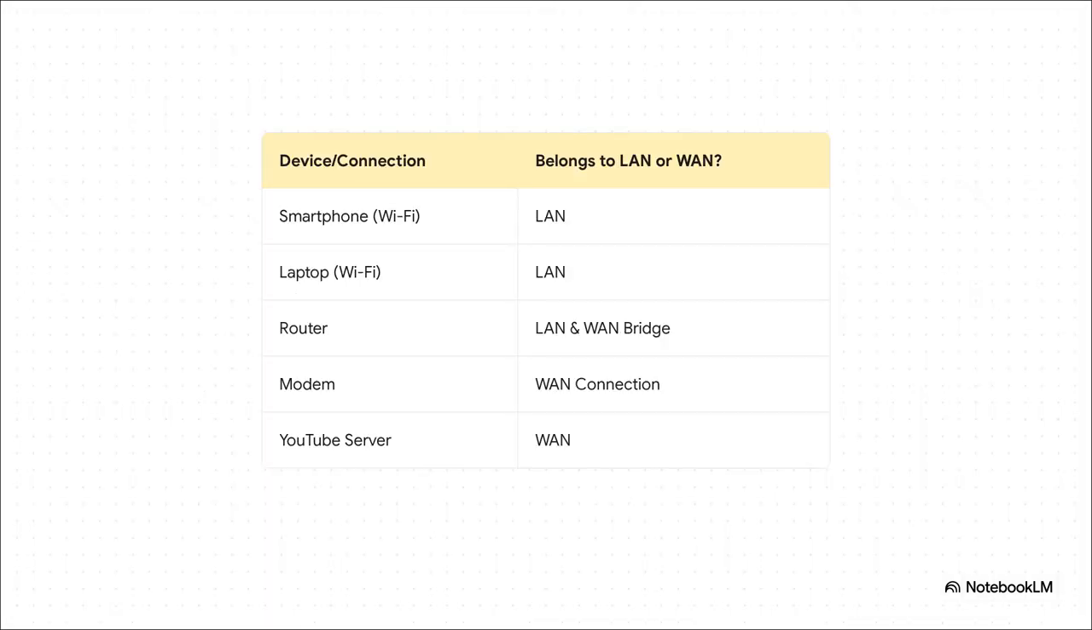So let's do a quick recap and put everything in its box. Your smartphone and laptop on Wi-Fi, they're living purely on your private LAN. The YouTube server you're trying to reach, that's way out there on the public WAN. The modem is your direct link to that WAN. But see the router there? It's the critical piece. It's the bridge between both worlds, the thing that's managing your private network while also connecting it to the public one.